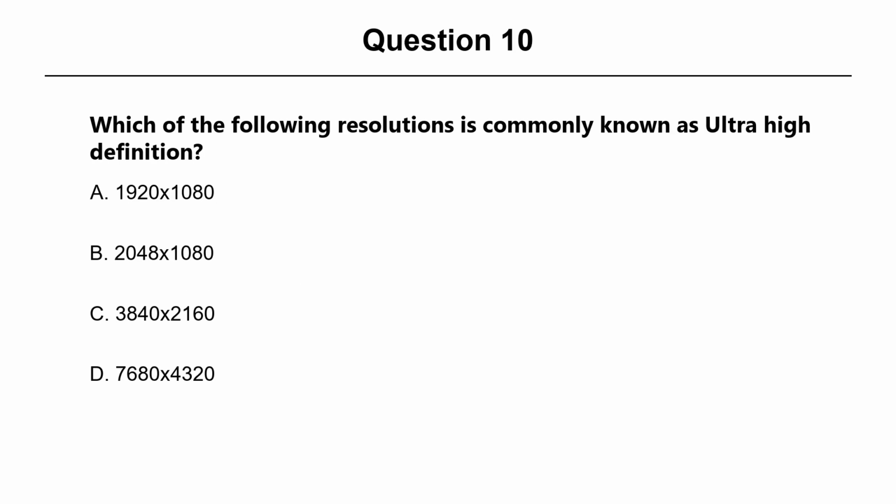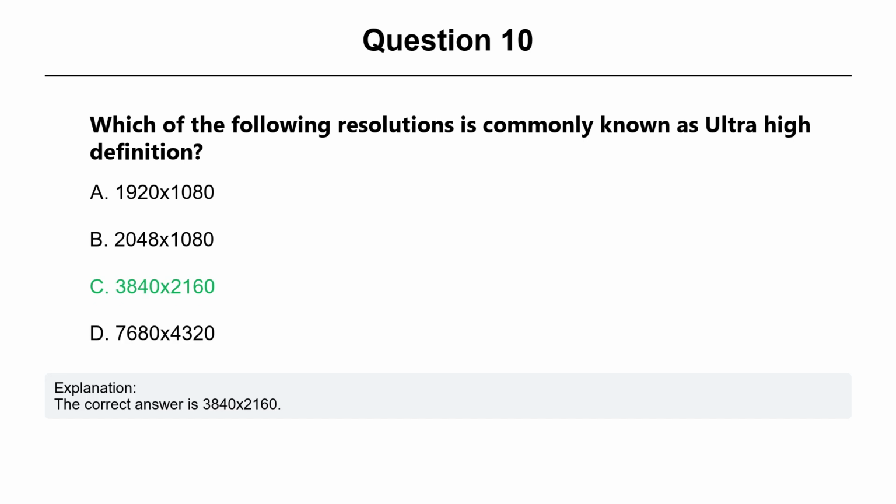Question 10. Which of the following resolutions is commonly known as ultra-high definition? Option A, 1920x1080. Option B, 2048x1080. Option C, 3840x2160. Option D, 7680x4320. The correct answer is option C, 3840x2160.